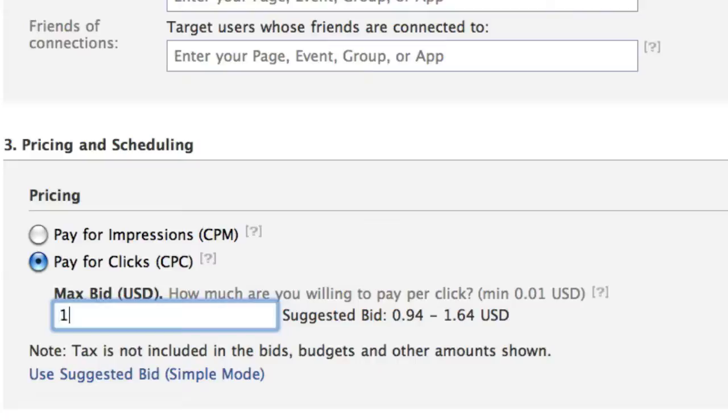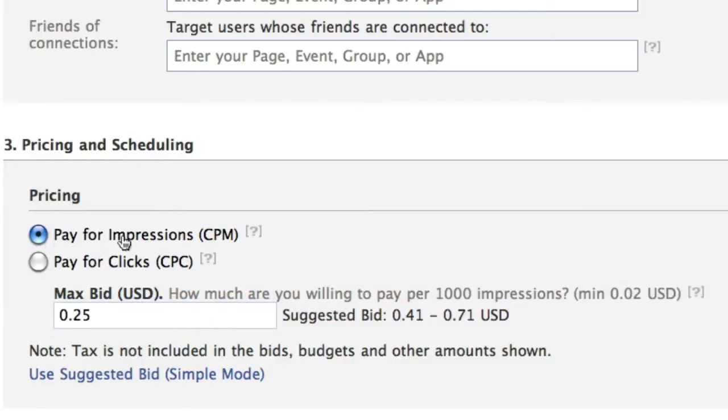So let's say I just go to a straight dollar. That would be cost per click. That means if 10 people click, I pay $10. If 29 people click, I pay $29. You get the idea. There's also another model here called pay per impression. That's CPM, cost per 1,000 impressions. Here the suggested bid is 41 cents to 71 cents. So let's keep it simple and say it's 50 cents.